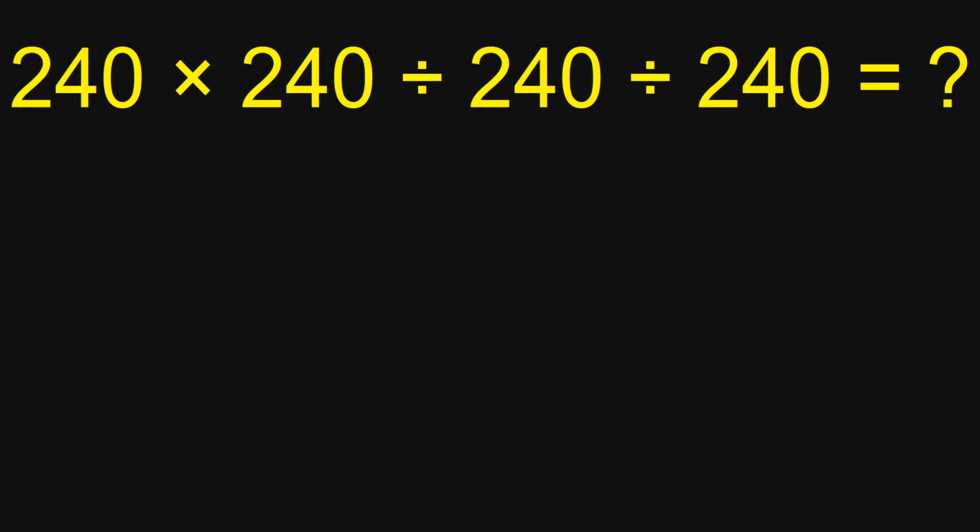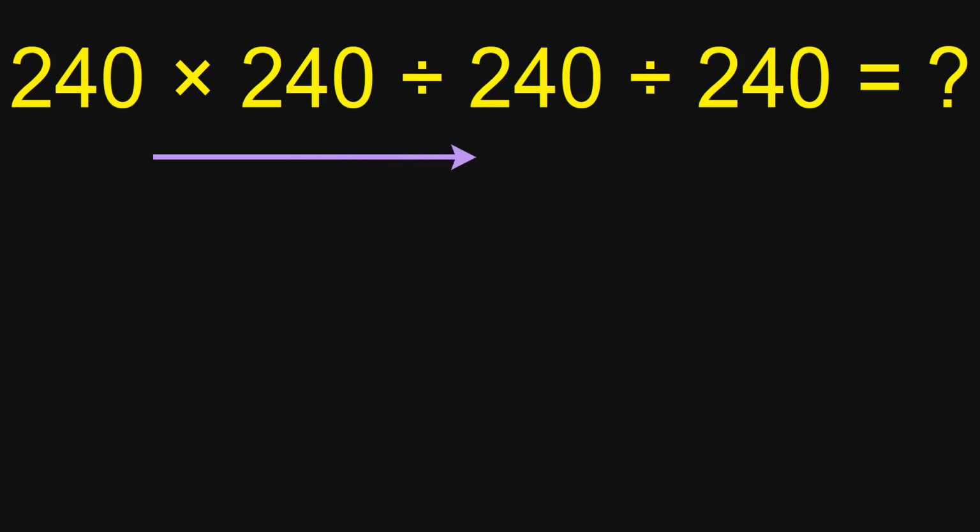In our problem we have 240 times 240 divided by 240 divided by 240. And because according to the order of operations, we have to work from left to right.